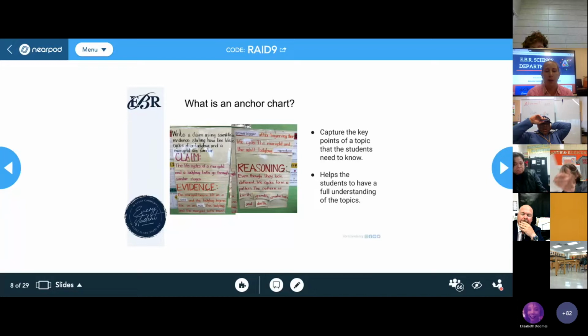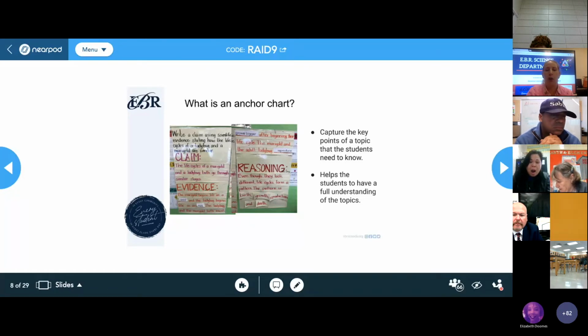They have an example to follow. So CERs capture the key points of a topic that the students need to know, and they help the students to have a full understanding of the topics. If you think about it, even when you were back in school, when you go into a classroom, there's always the same posters over and over again.